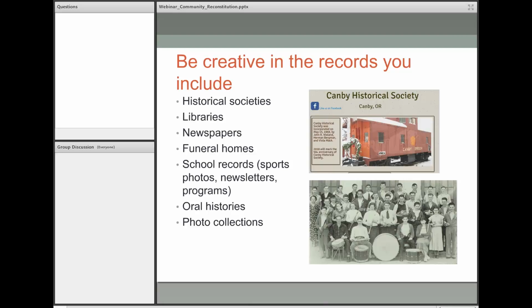And then many cities have access to photo collections, and these photo collections are often untagged, and so this can be a really fantastic service project to try to figure out who it is in the photo and try to link them to people on the tree.